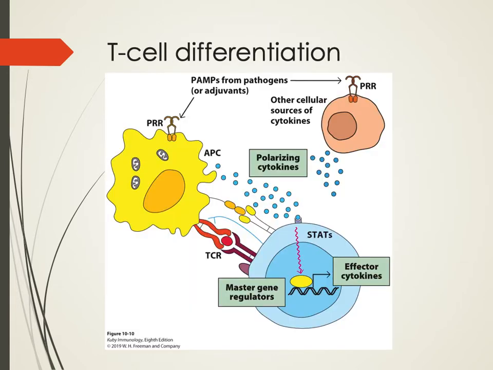Okay, so again, here we see our antigen presenting cell. It's got the pattern recognition receptors, and so it's going to recognize those PAMPs, and that's going to cause a certain cytokine production that's going to then turn on effector cytokines that feed back into the production of the different subsets.